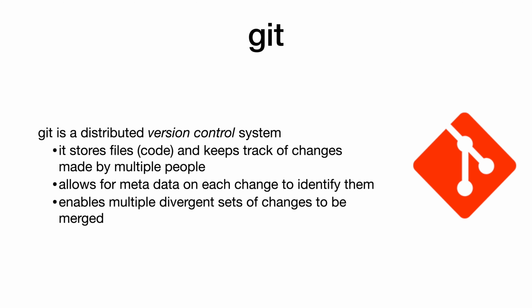So in case you don't know, Git is a distributed version control system. It stores files, mainly code, and keeps track of changes made by multiple people or just a single person, possibly on multiple machines. It allows for metadata, which we call commit messages, on each change to identify them, and enables us to merge divergent sets of code that multiple people have been working on. This is why it's used a lot in industry, because multiple people can be working on a document and they can be easily merged together to create one version of that code.